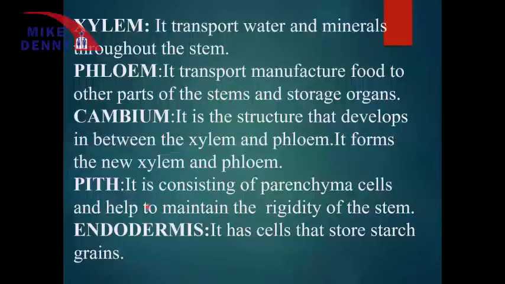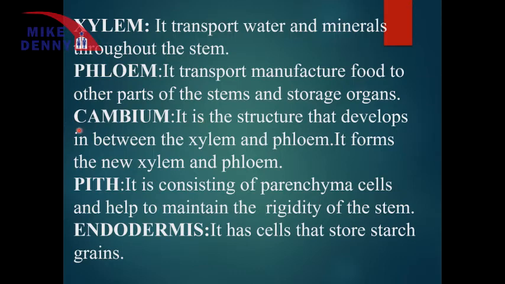Then we continue with the parts. We have the xylem, which transports water and mineral salts throughout the stem. We have seen this as a function of the xylem. The phloem transports manufactured food to other parts of the stem and to storage organs. Food is always manufactured in the leaves, so the stems transport food from the leaves to the roots and to the stems. The stems too need to develop in order to absorb water and mineral salts. The water and mineral salts are still required for photosynthesis.